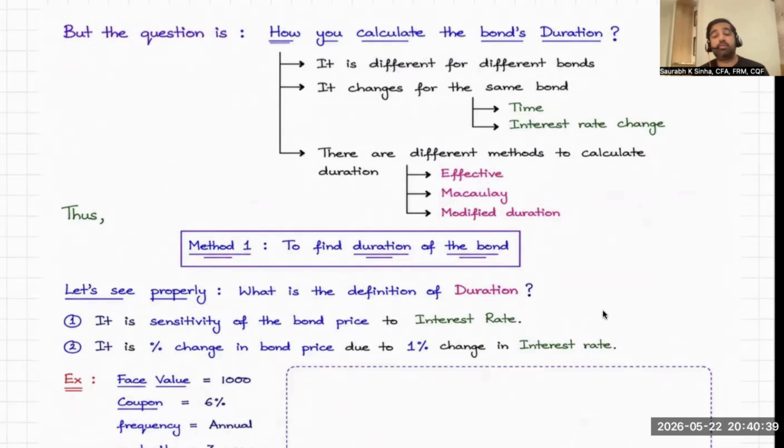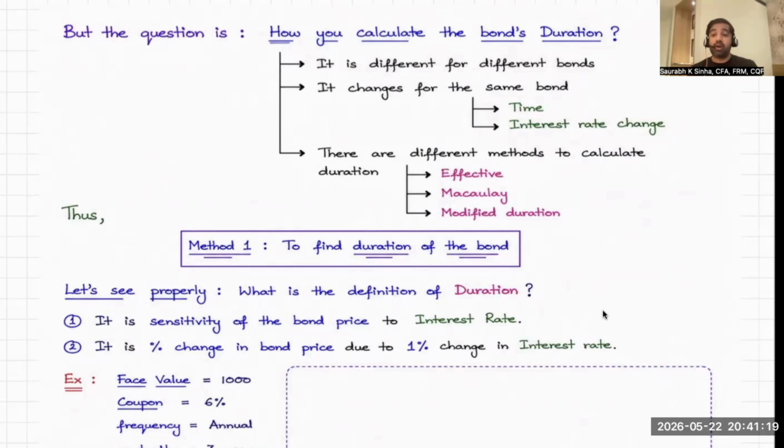And this is where fixed income starts becoming complex and interesting, because calculating duration is not straightforward. We have to calculate the duration of the bond, but it is not straightforward. Why? Listen very carefully. Because for different bonds, the duration will be different. Number one. Number two, even for the same bond, the duration will change with time, or duration will change because of change in interest rate in the market.